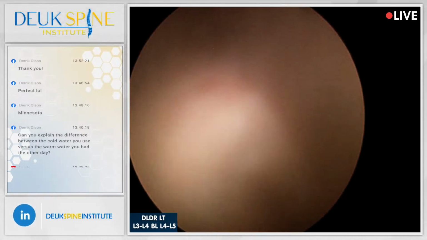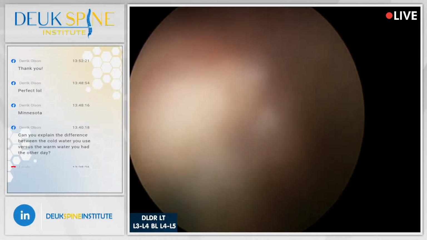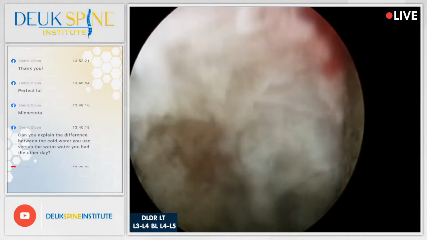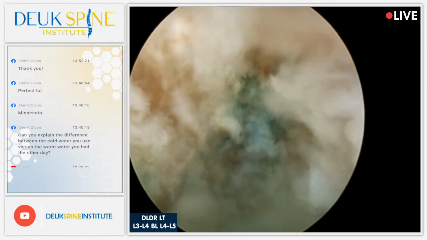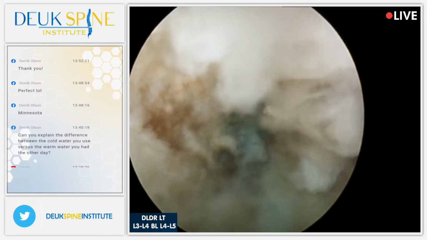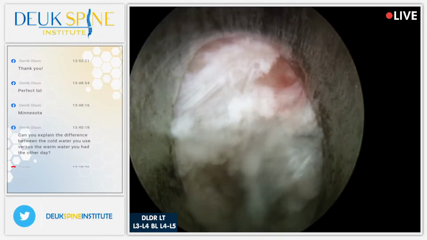That's it. Okay, so that's the L3-4. The nerve is up in the fat. Can't really see the nerve there because it's buried. Actually, let me just get that little bit of blue there. Sorry, false alarm.